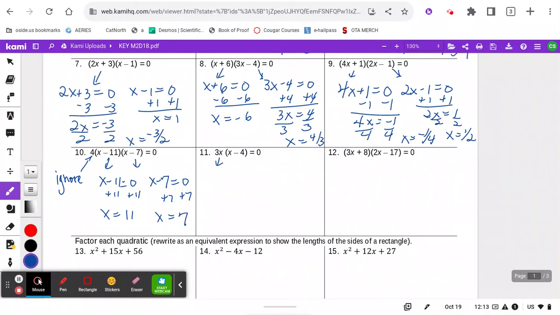Over here, we can't ignore the 3 this time because it has an x. It means it's one of our x's, one of our solutions. So notice I just set that 3x equal to 0 as well. And it just means I'm going to divide to solve that one. 0 divided by 3 is just 0. It's okay for us to get a solution of x equals 0.